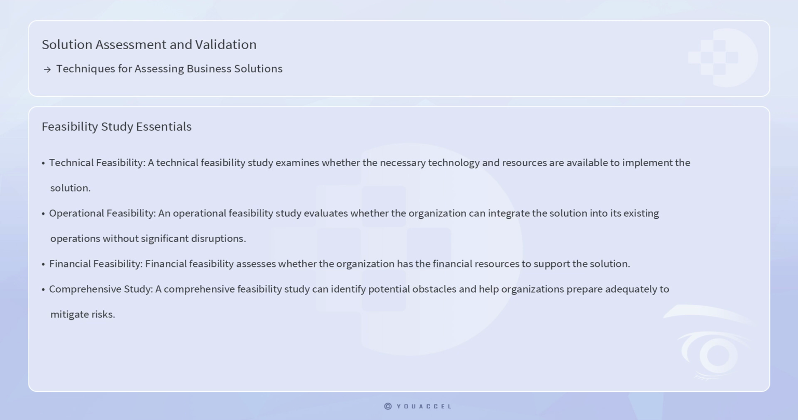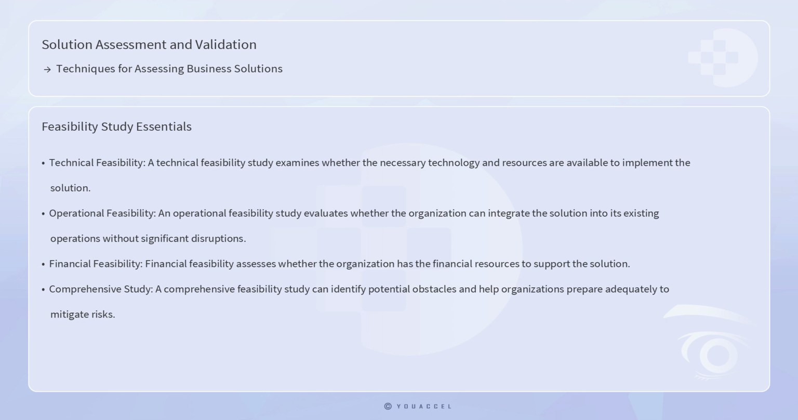Another essential technique is the feasibility study, which assesses the practicality of a proposed solution. This assessment considers various dimensions, including technical, operational, and financial feasibility. A technical feasibility study examines whether the necessary technology and resources are available to implement the solution. For example, a company planning to launch an e-commerce platform would need to ensure it has the technical infrastructure to support online transactions and data security.